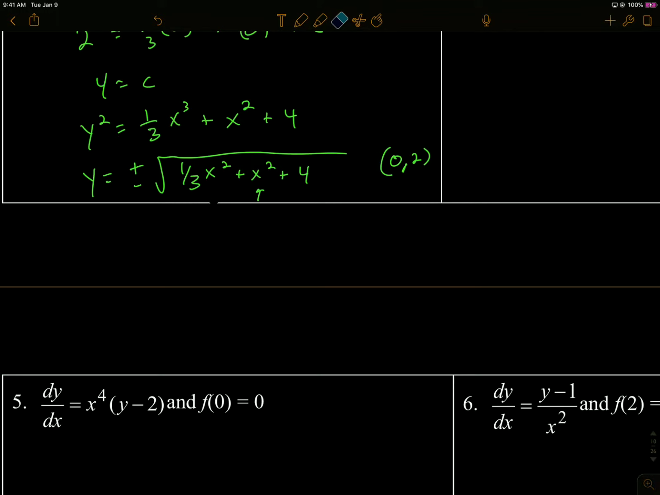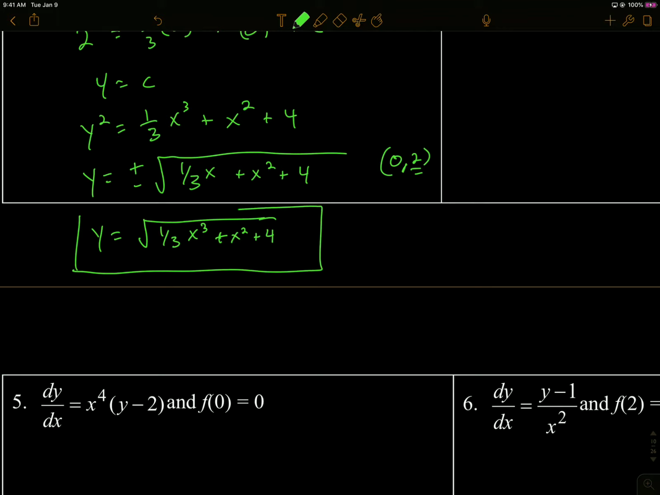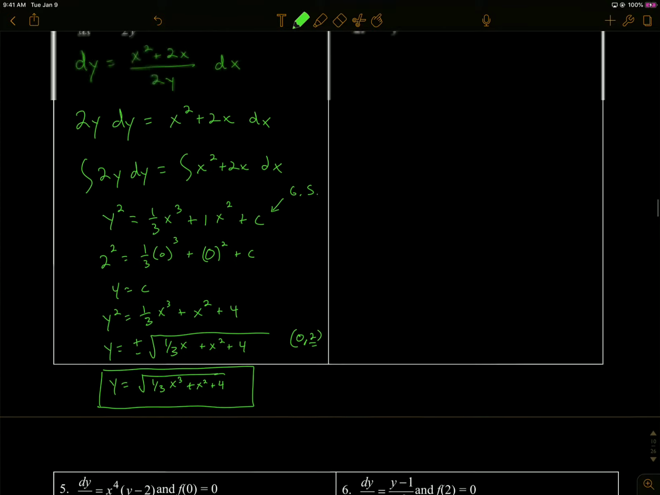If I plug 0 in for x, we can kind of do that in our head. You just think about it. You get the square root of 4, which is 2, and either plus or minus 2 are your two choices. So we're going to go with the positive version because we want y to be 2, not negative 2. So it's got to be the positive square root of 1/3 x cubed plus x squared plus 4. I keep doing this x squared thing. We choose the positive one there. So that's an important step to note. It'll come up again, so we'll see how that works out.